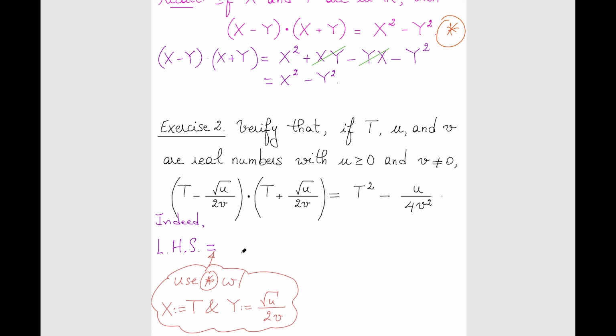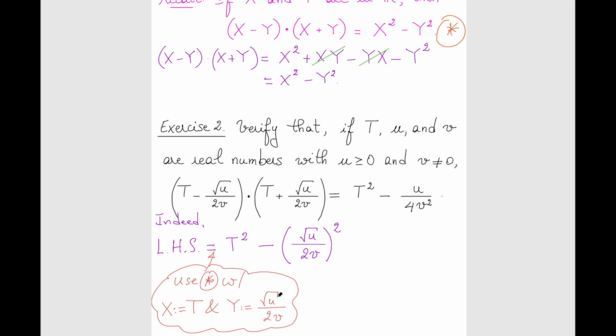So what does asterisk say? It says it's the difference between the squares of x and y. So it's the difference between x squared, which is t squared in this case, and the square of y, right? You see in asterisk, the square of y, and the square of y is the square of this quotient. So it's going to be the square of this quotient, square root of u over 2v, right?